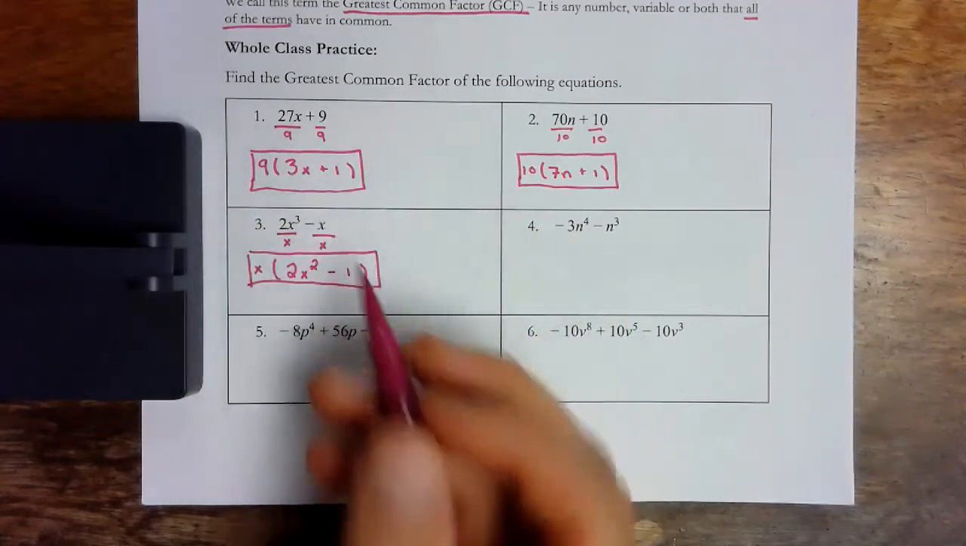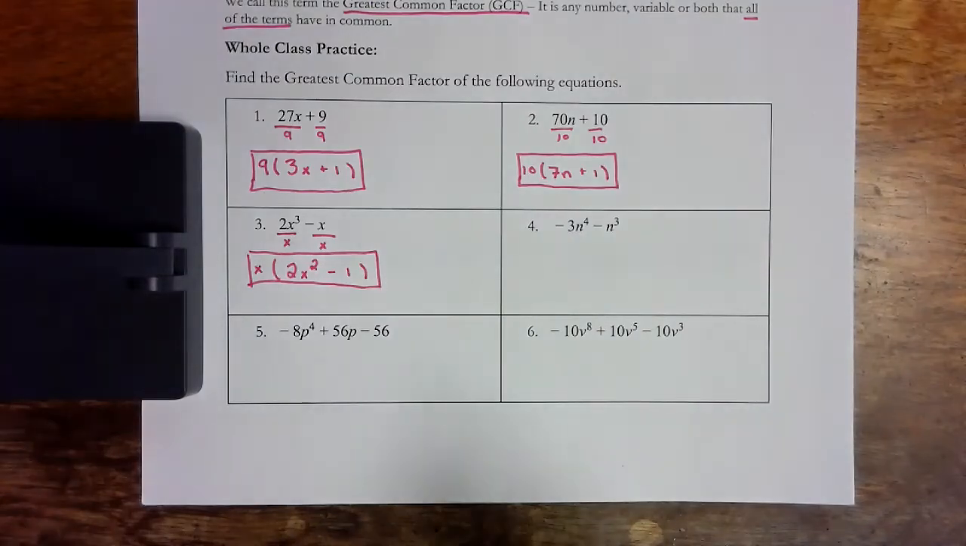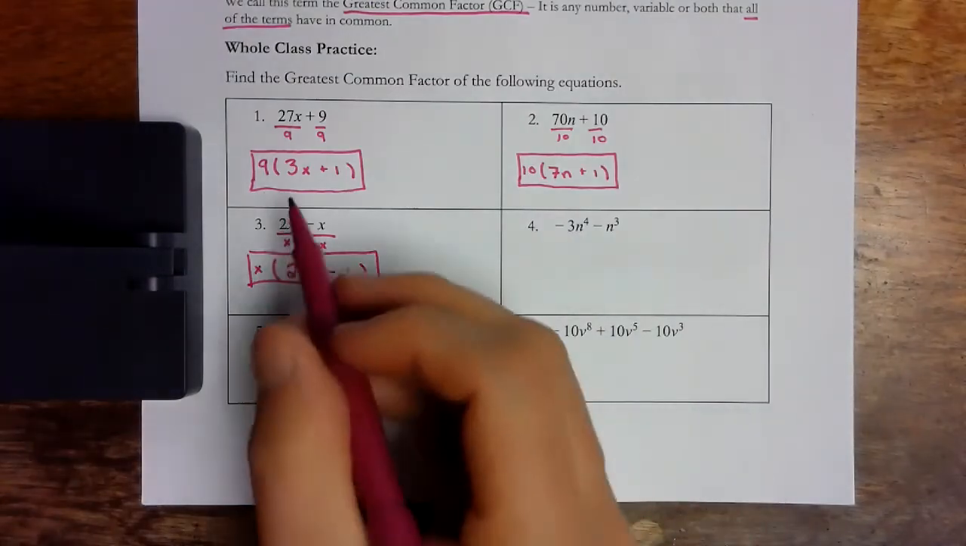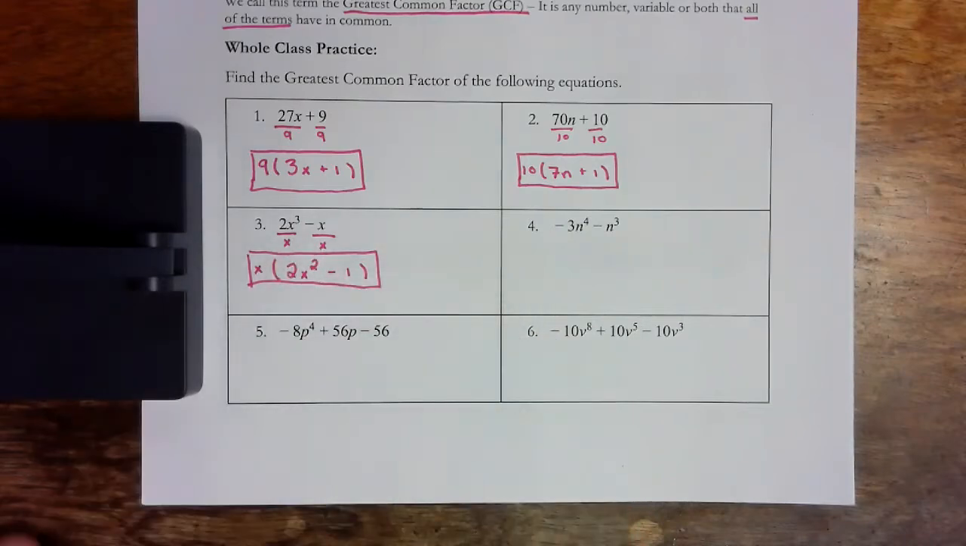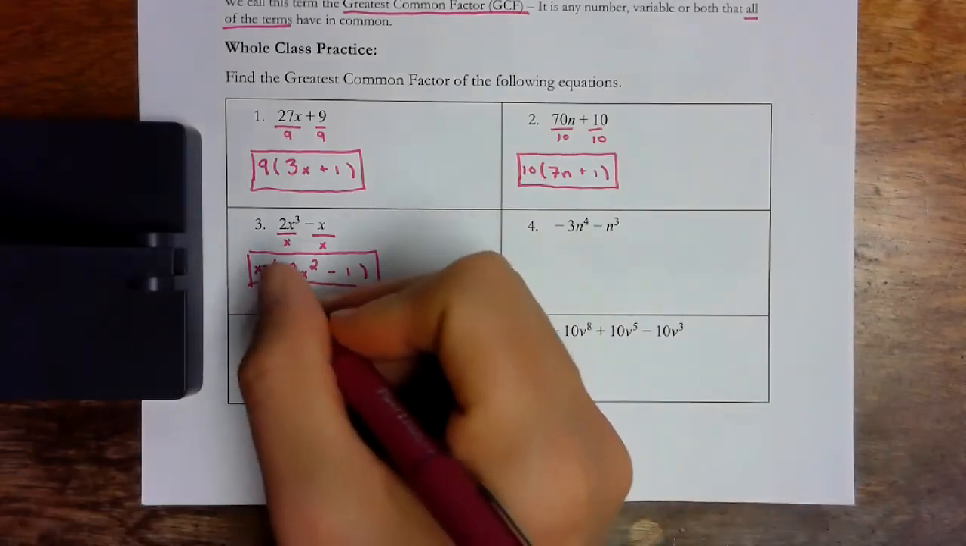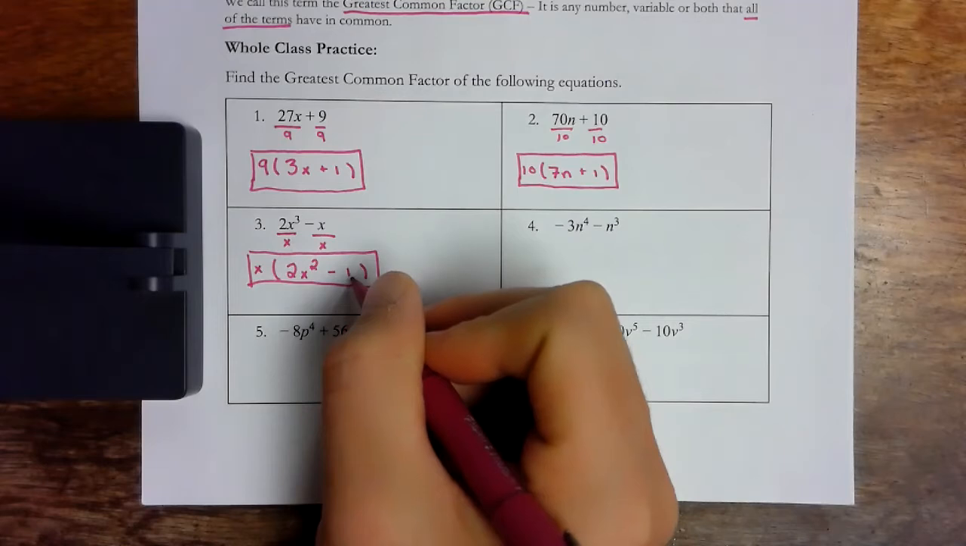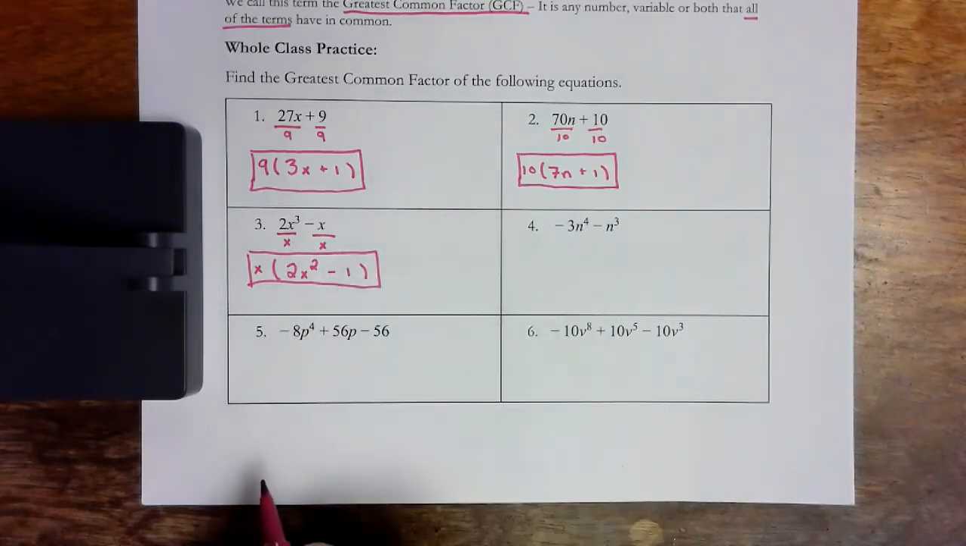So again, whatever we divide by goes out in front of a set of parentheses, and inside the parentheses we write down whatever the result is of dividing by that greatest common factor. And again, we can check. If I distribute the x, I get 2x cubed. If I distribute the x to negative 1, I get negative x.